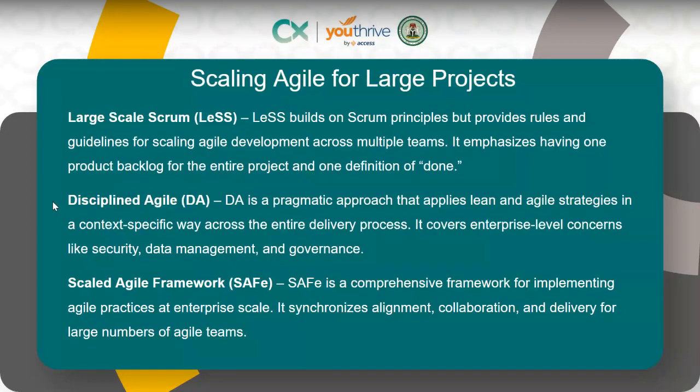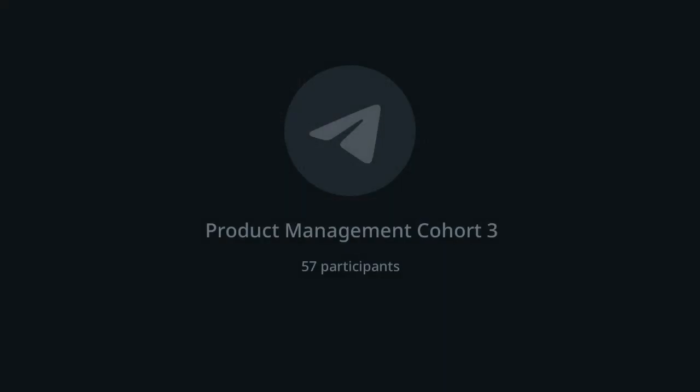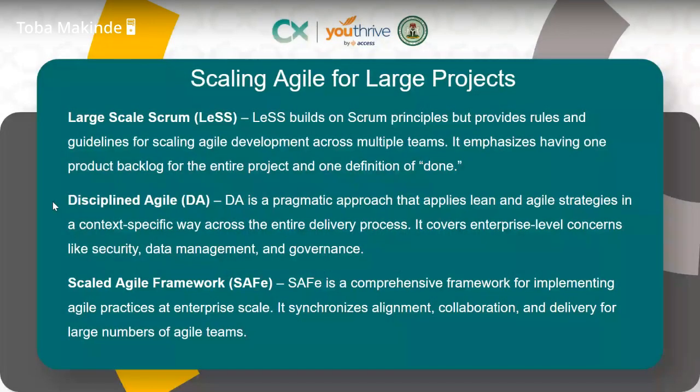Okay, next we have Disciplined Agile, right? This is a pragmatic approach that applies agile strategies in a context-specific way across the entire delivery process. So this is more on a context level. It's not applicable across everything. It covers enterprise-level concerns like security, data management, and governance.